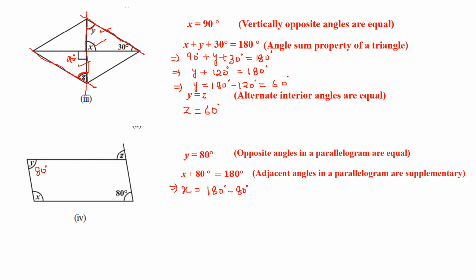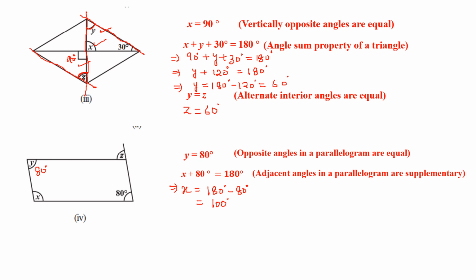And 180 degree minus 80 degree will give me 100 degree, isn't it? So the value of X is 100 degree. Now if you see here again, this line and this line are parallel, and this is your transversal, right?